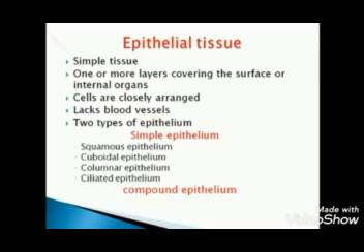The epithelial tissues are simple tissues, with one or more layers covering the surface and the internal organs. The cells of the epithelial tissues are closely arranged. It lacks blood vessels. There are two types of epithelium. One is simple epithelium and the other one is compound epithelium. The simple epithelium is further divided into squamous epithelium, cuboidal epithelium, columnar epithelium and ciliated epithelium.